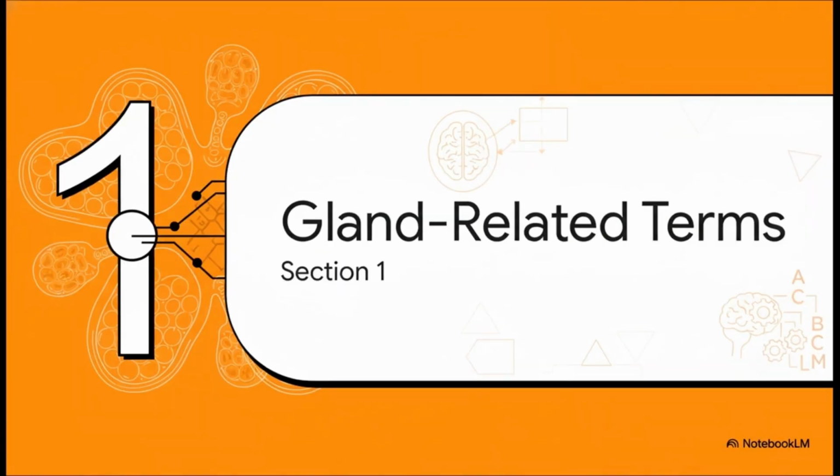Okay, so the secret here isn't about memorizing a dictionary. No way. It's all about playing detective and breaking these words down into their basic parts. We're going to start with two terms that are all about glands. Once you see how they're connected, you'll start spotting these patterns everywhere. It makes learning this stuff so much easier.